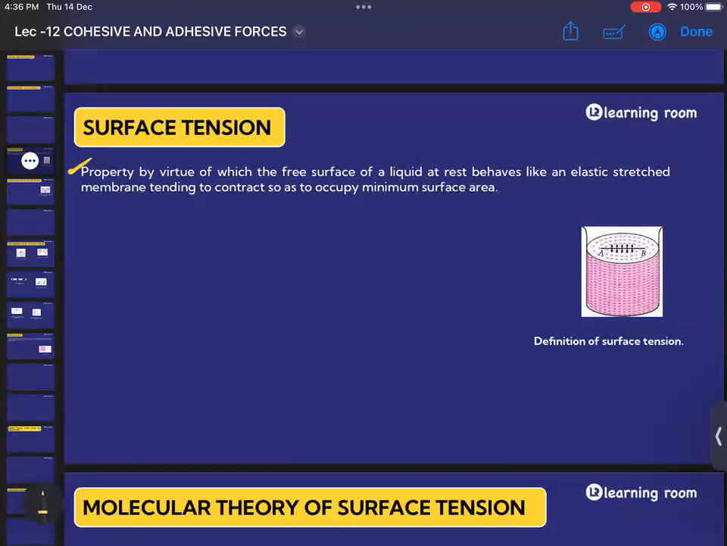The property by virtue of which the free surface of the liquid at rest starts behaving like an elastic stretched membrane, tending to contract so as to occupy the minimum surface area. It is the property of the free surface where it tends to behave like an elastic stretched membrane and contract to occupy minimum surface area. That property is called surface tension. This is the first point you need to make a note of. Write it down.